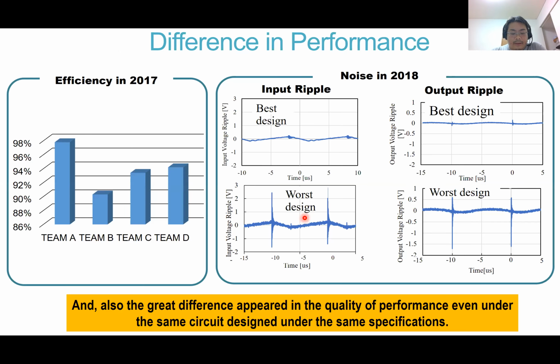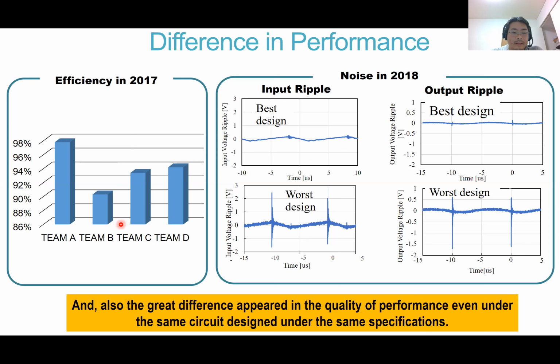This variety of design also resulted in great differences in performance. For example, this is the efficiency evaluation result in the course held in 2017. The efficiency is the ratio of the output power to the input power, so the value should be close to 1, which indicates no power loss in power conversion.